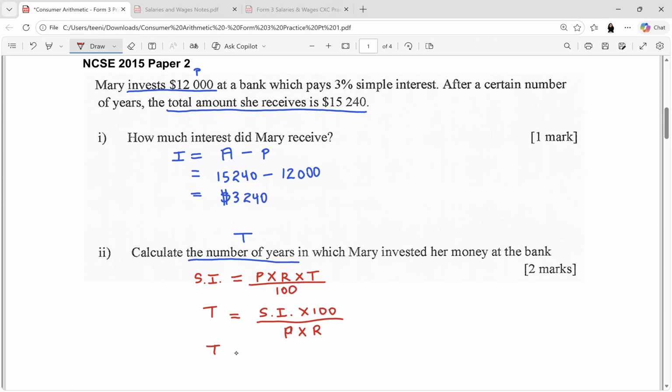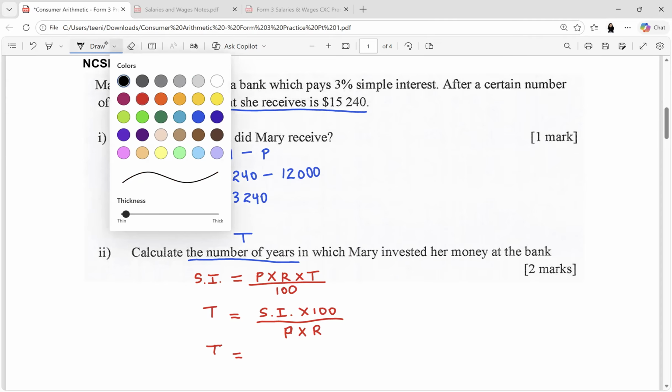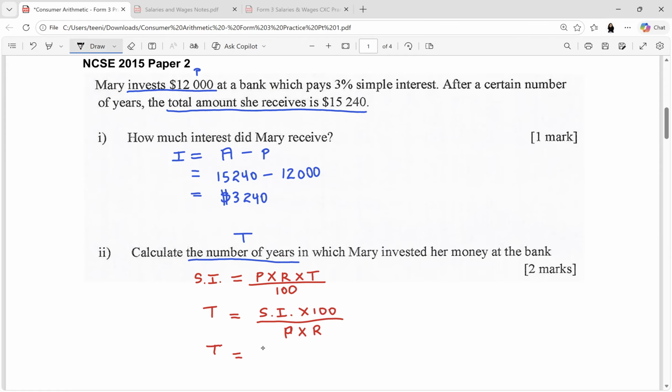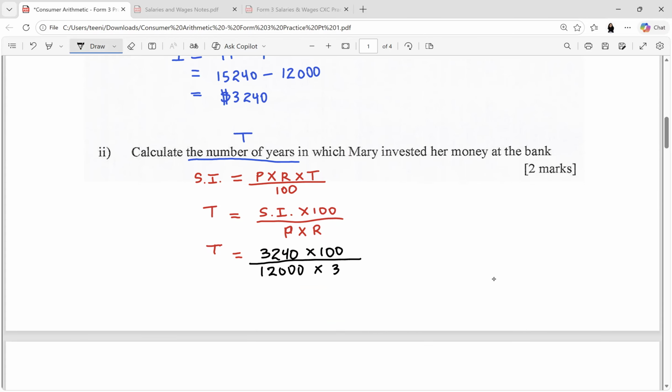So Zara, what's the simple interest here? The simple interest is 12,000. Wait, oh, it's 3,240. Correct. And then the principal is the 12,000. And what's the rate? The rate is 3%. That's right. So I will do 3,240 times 100 divided by 12,000 times 3.